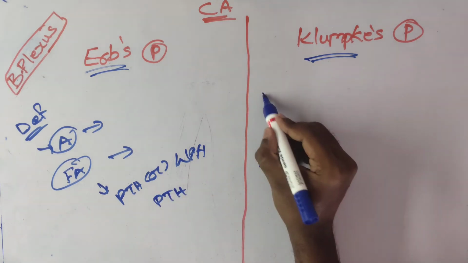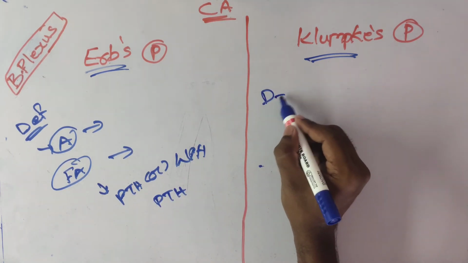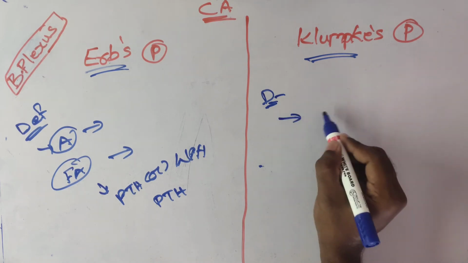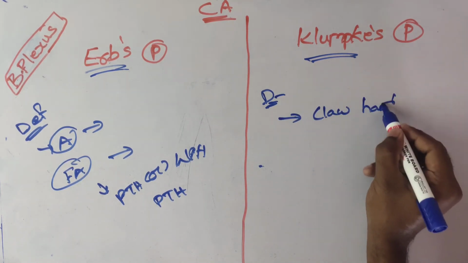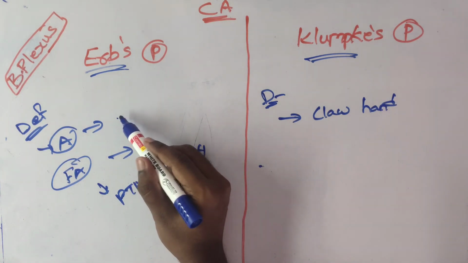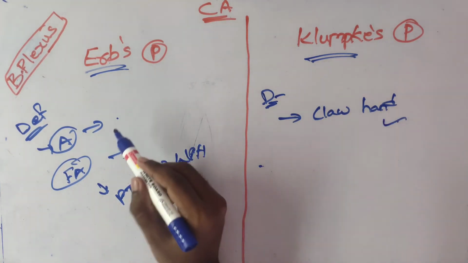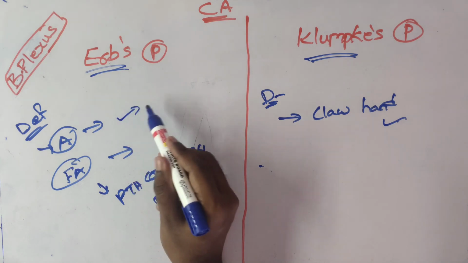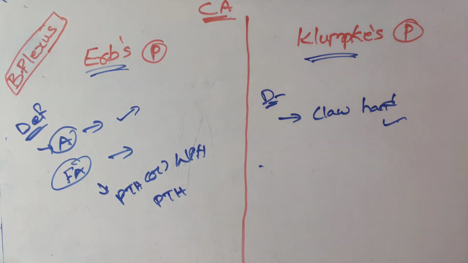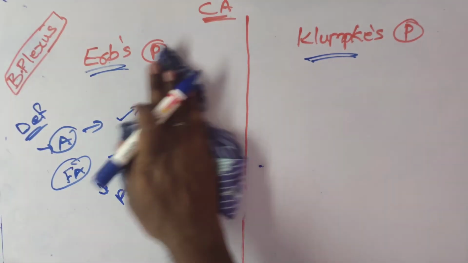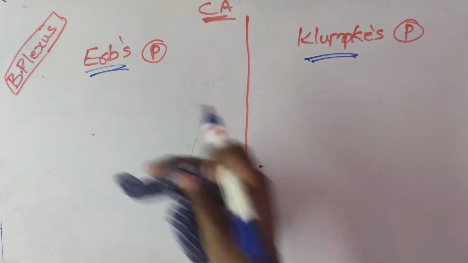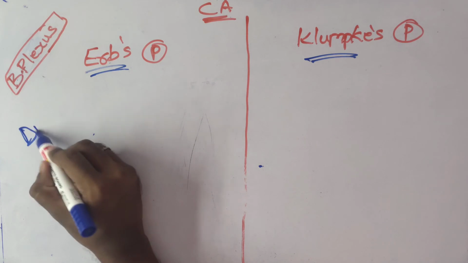Now coming to the deformity of Klumpke's paralysis, it causes claw hand. These are the deformities of these two paralyses. And now coming to the last point, disability.